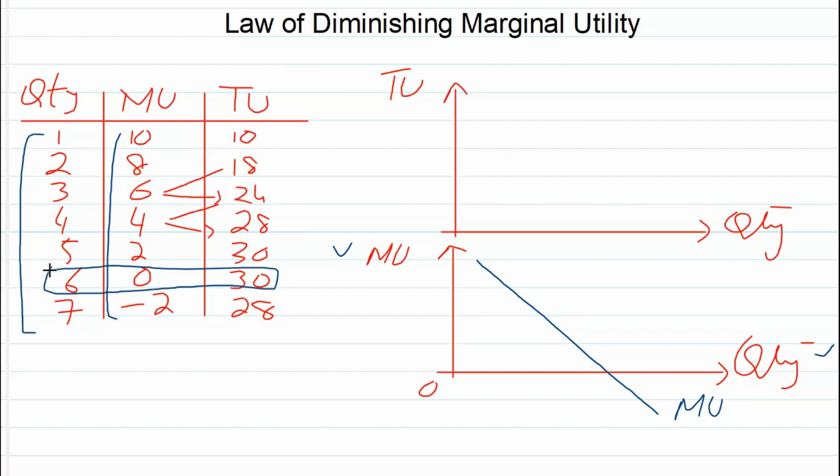We can see that when the consumer consumes 6 units of the product, his marginal utility is 0. So this is the point where marginal utility is 0. So this will be the sixth point.